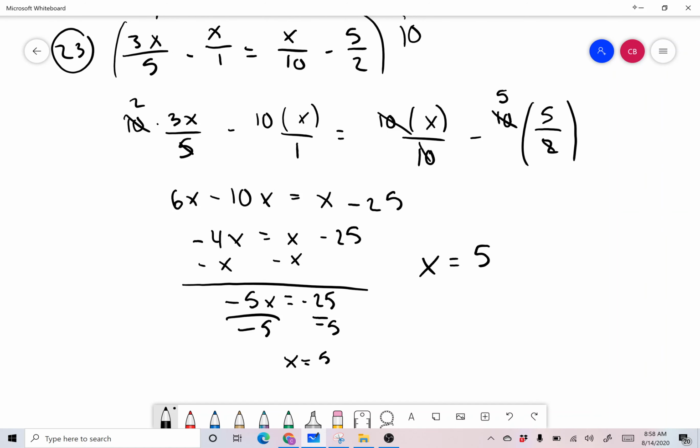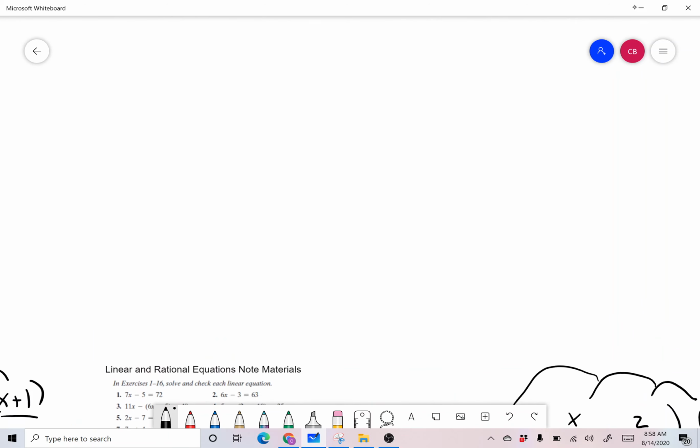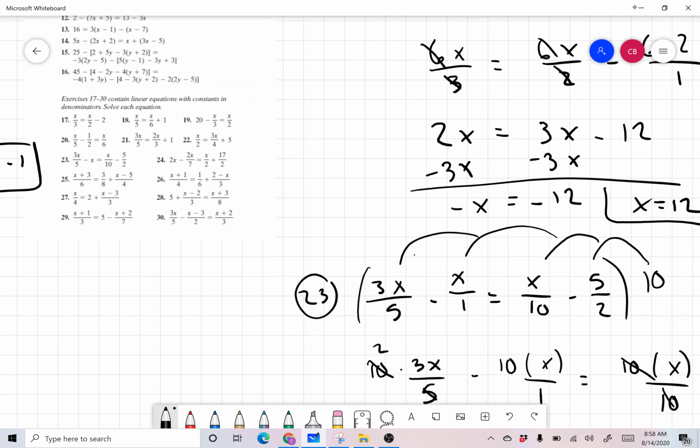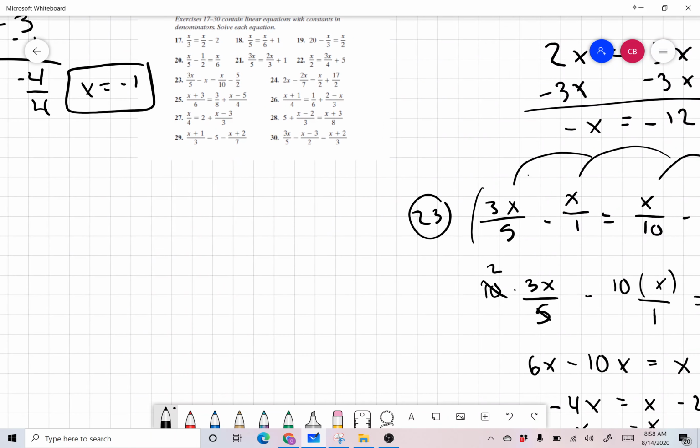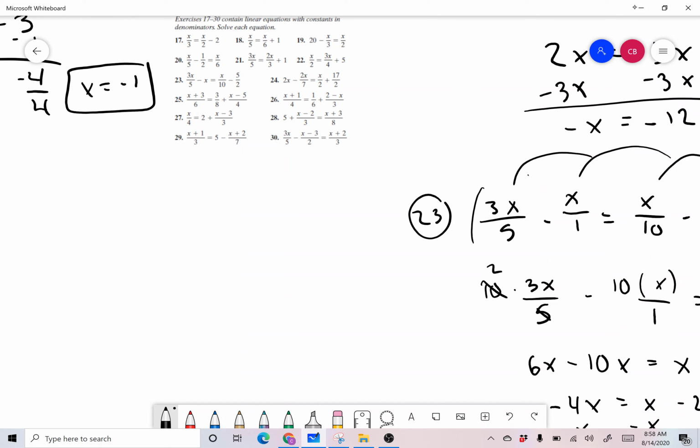Okay. So you can get rid of these fractions by multiplying by the LCD. You just have to figure out what it is. Remember, you're looking for the number that goes into all 3. And so we're going to do that. We'll do that one more time with a more challenging one. So like 29 or something, or 30.